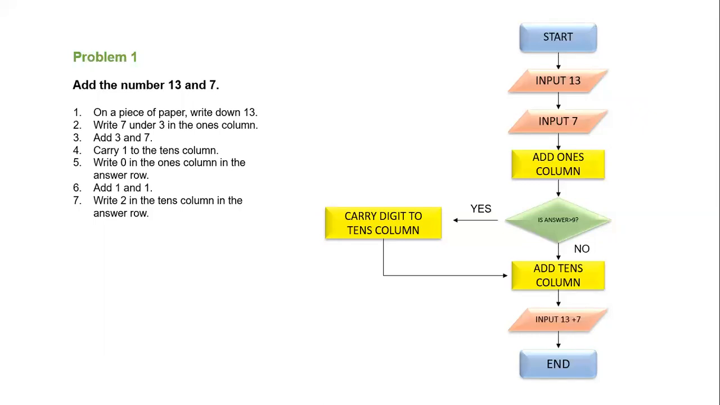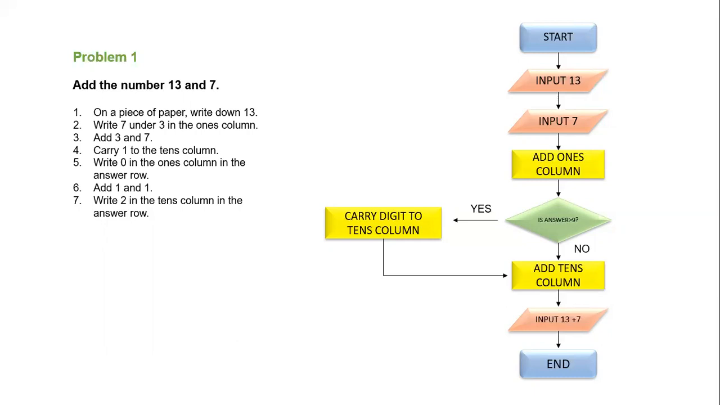Just like you do in your maths, whenever you are adding two numbers, you just write 13 and then write 7 under 3 in the ones column. You will be adding 3 and 7 both and carry 1 to the tens column. Then write 0 in the ones column in the answer row and add 1 plus 1. You'll be getting your answer, and with the ones column and tens column, just write 2 in the tens column in the answer row. The answer will be 20. You can just write it on a piece of paper and you'll be getting the answer 20.